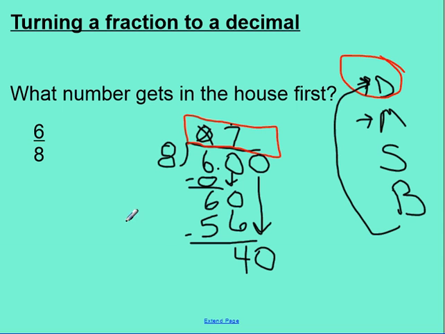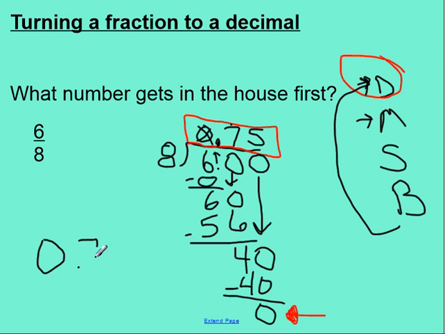Divide. Does 8 go into 40? It does. It goes in 5 times. And 5 times 8 is 40. When I subtract that, it leaves me with 0. This 0 is what you're looking for right here. That is the sign you are done. You're not done until you do subtraction and get a 0. So my final answer, if I pull this decimal point straight up, is going to be 0.75. Okay?